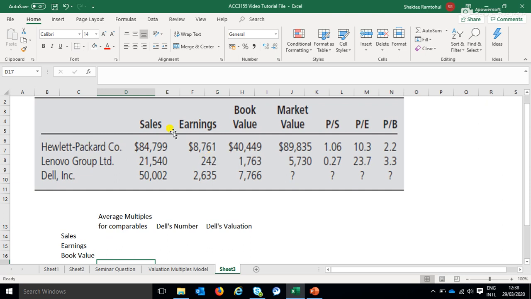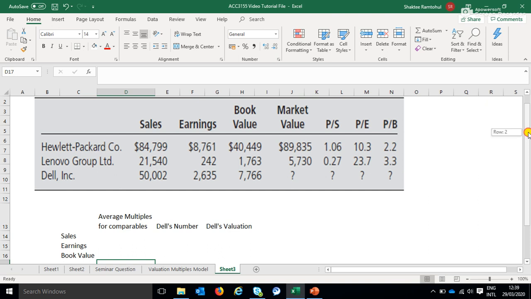So we have an example here. We have Hewlett-Packard and then Lenovo Group. We have all the details for Hewlett-Packard: sales, earnings, book value, market value. So for now, we are assuming Hewlett-Packard and Lenovo Group are both quoted on the stock exchange. And let's say we're trying to value Dell, which is not. We will use PS, the price to sales, PE, price to earnings, and PB, price to book ratio. And we'll try to use the same philosophy to try and value Dell.